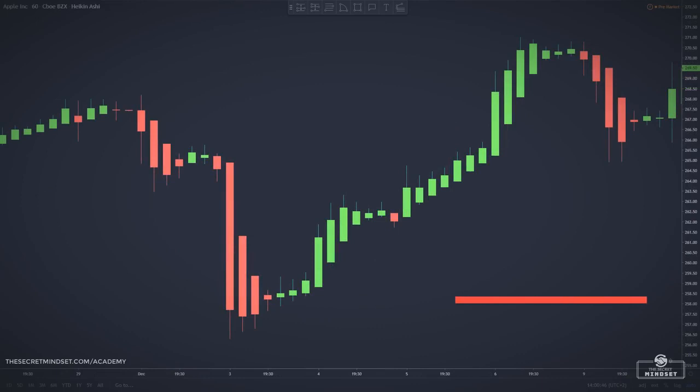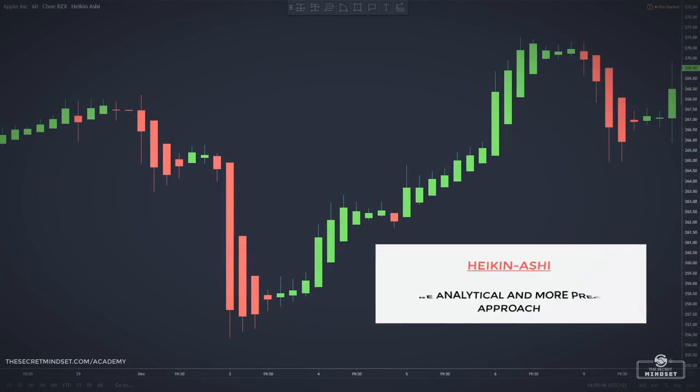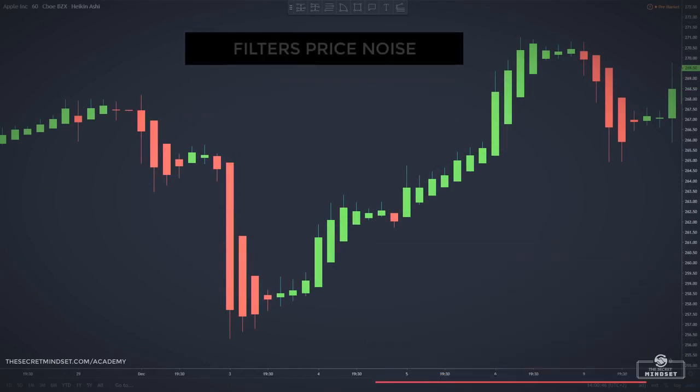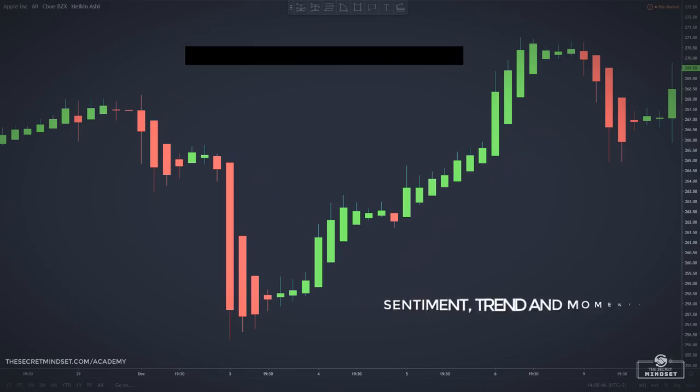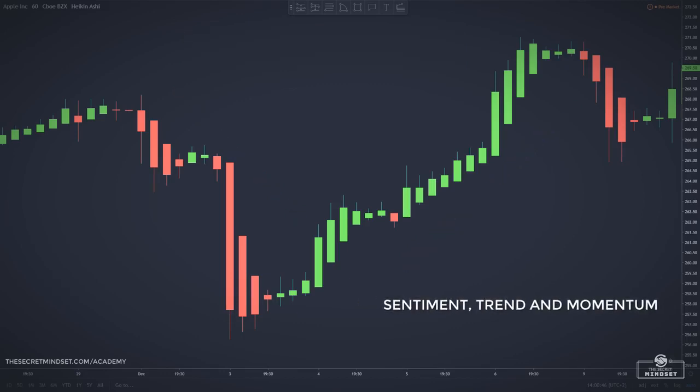The very simple quantification makes the Heiken Ashi technique attractive to those who tend to take a more analytical or more precise approach. Any Heiken Ashi chart filters out price noise. As a result, trends, consolidations, and reversals are more visible and clearer to the naked eye. Sentiment, trend, and momentum are three elements every trader should take into account, and all of these are addressed by Heiken Ashi.